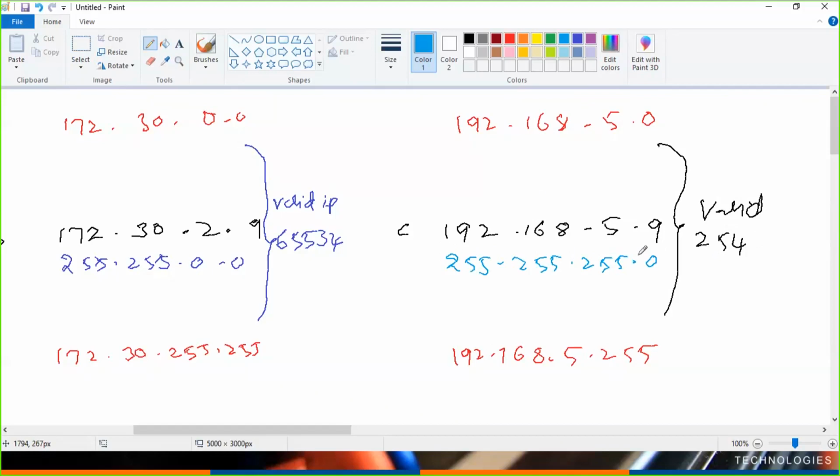So these are all the logics we need to keep in mind, guys, in IPv4. Any more doubts?